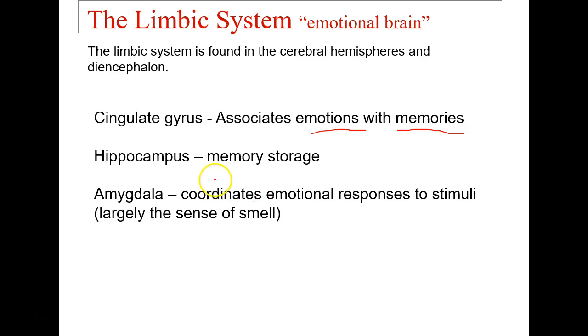Okay? The hippocampus, this is for memory storage. So you are actually pulling memories from this area. The amygdala, this coordinates emotional responses to stimuli. So largely the sense of smell. The amygdala is also going to be where anger and rage come in. So the emotional responses to stimulus.